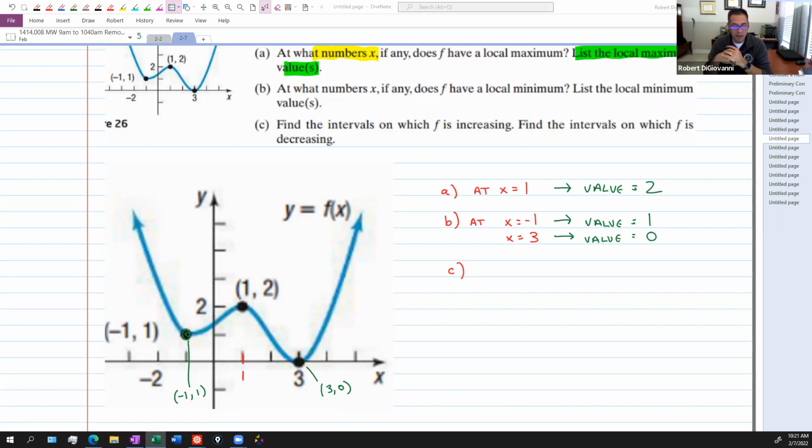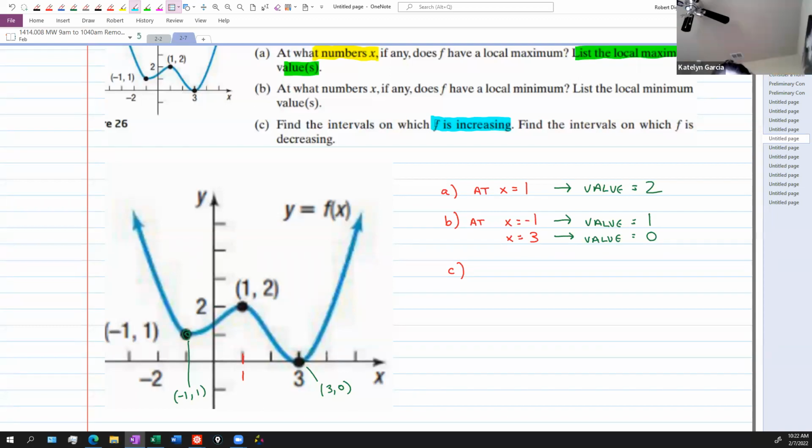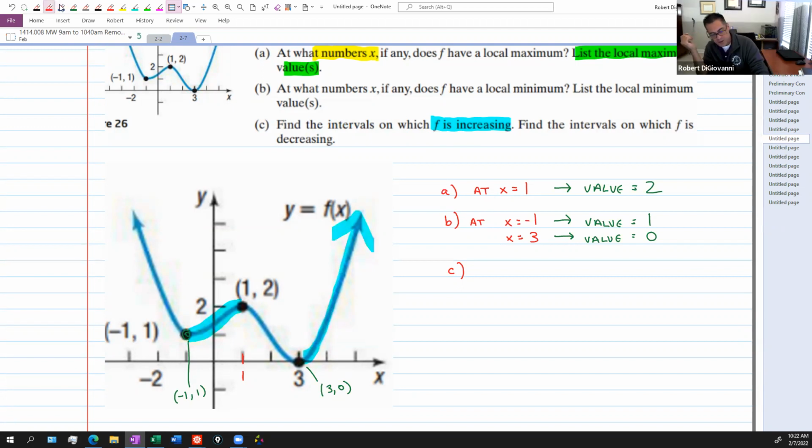All right, so for part C, shifting gears back to what we just talked about before, this idea of local max and min, it wants to know first where the function is increasing. So can you tell where it's going up? From -1 to 1. Anywhere else? From 3 to infinity, to forever, yeah. So we're going to say -1 to 1, union, and then 3 to infinity. And just remember, these are x's that you're giving me. Very good.